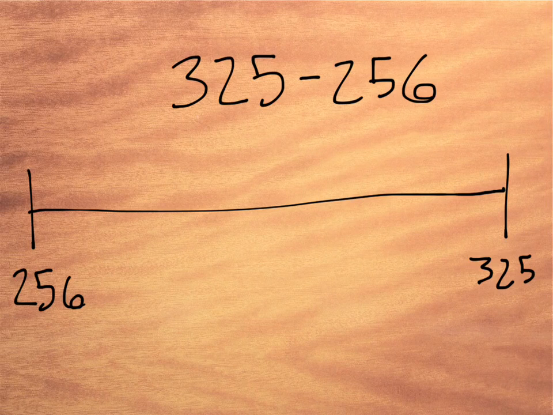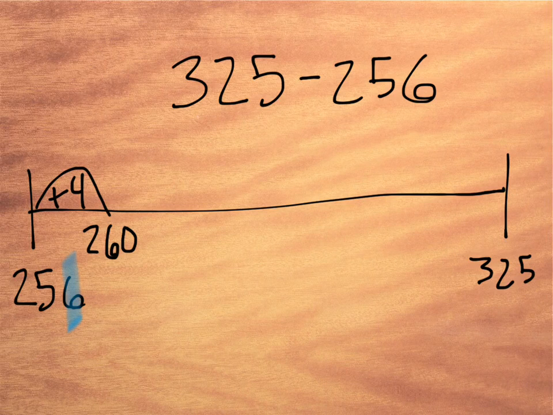I'm going to start off by making a 10, so I have a friendlier number to work with. So, I see I have 6 in the ones place. To make a 10, I need to add 4, which would give me 260.